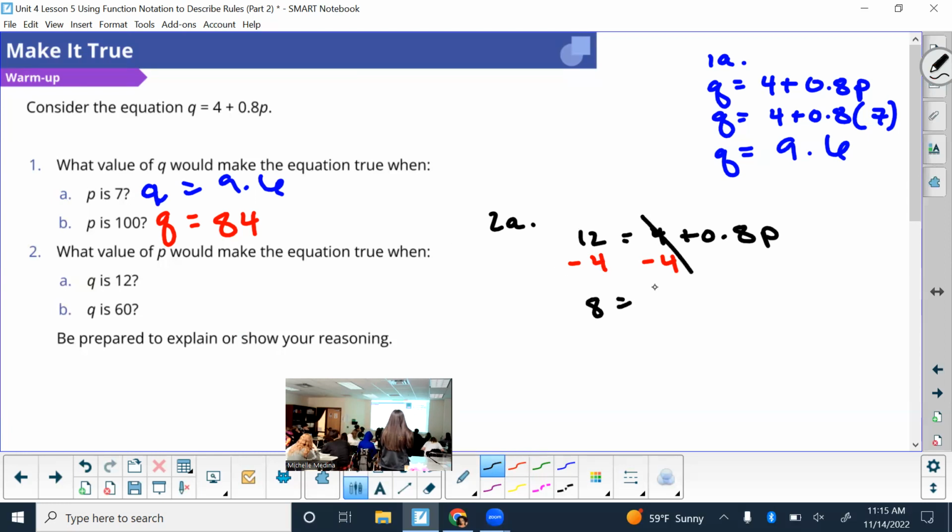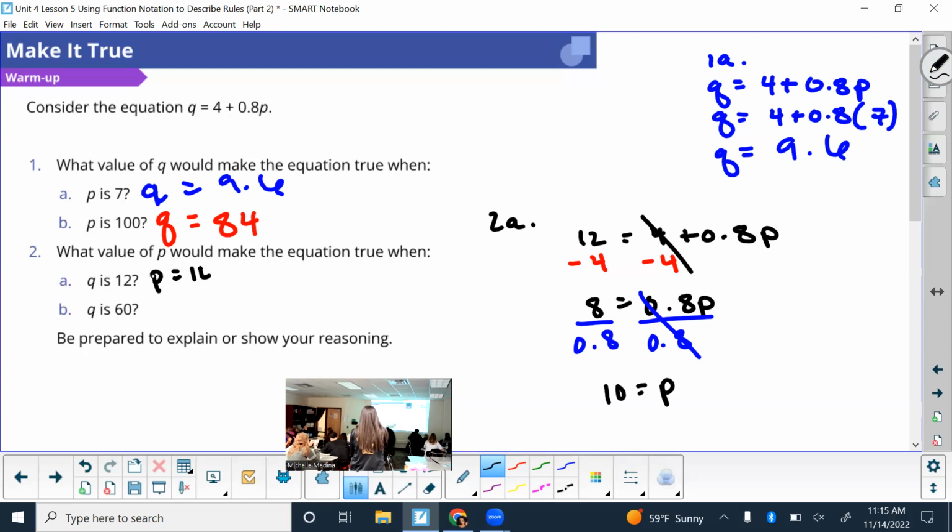Good, so then this cancels. I have just 0.8P. How do you get it fully by itself? Divide by 0.8. Whatever you do on one side of the equal sign, you do to the other. And what does P equal? 10. All right, good. What about when Q is 60?